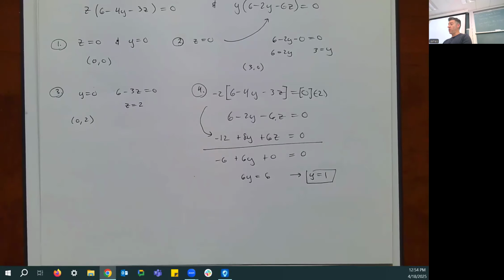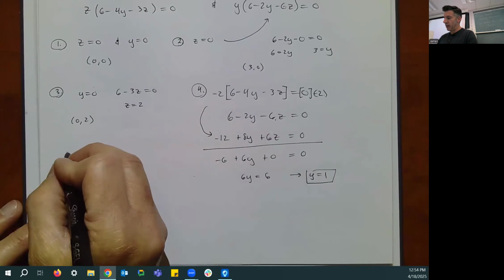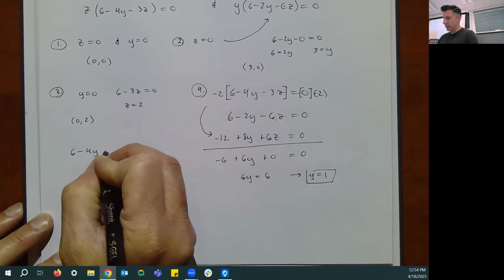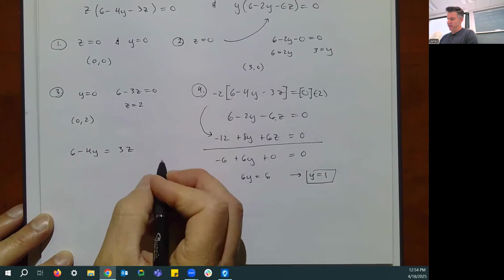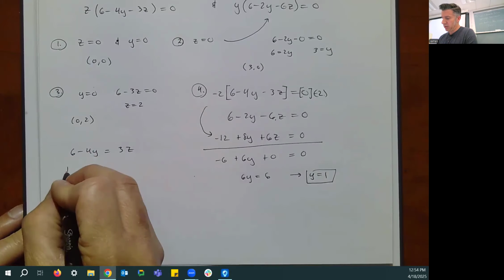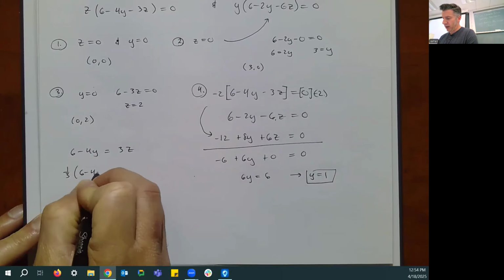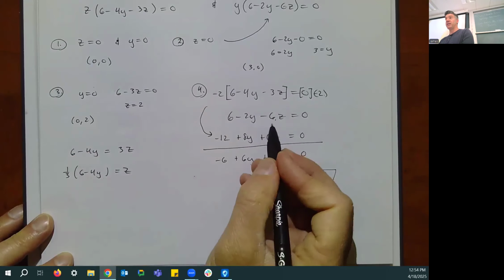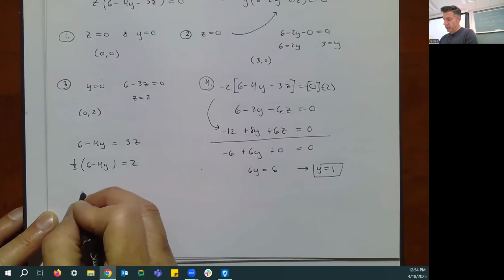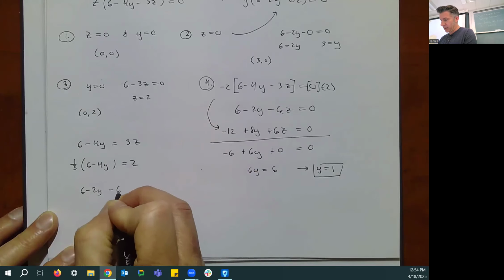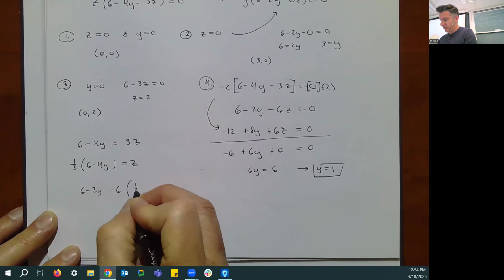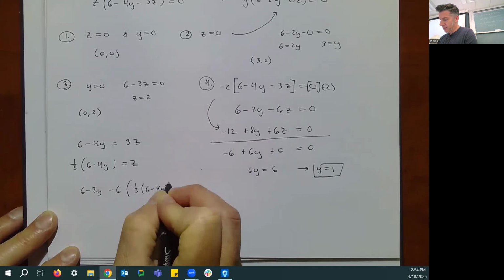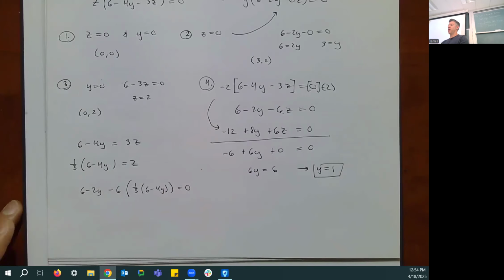If you had preferred, you could have instead said 6 minus 4y is equal to 3z, and then divided by 3: 1/3 times 6 minus 4y is equal to z, and then plugged that into the other equation, 6 minus 2y minus 6 times that. That seemed less nice to me, but this would still give you the same result, that y is equal to 1.